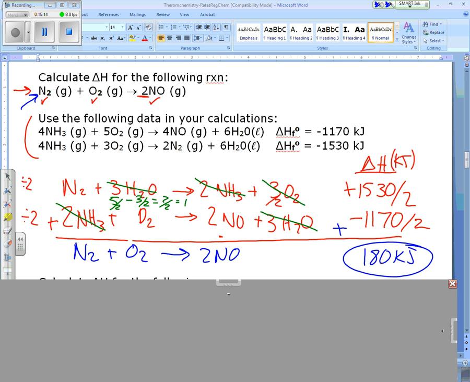Everybody okay with that? So the next one is for you guys. So try that one. Yeah, you skip it and it ends up working itself out. Dealing with oxygen.